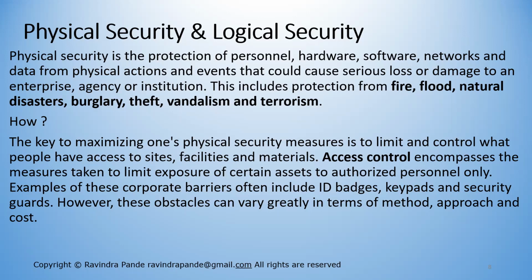The key to maximize one's physical security means to limit the control what people have access to, let's say site, facilities, material. And this is what we call physical access control. So access control encompasses the measures taken to limit exposure to certain assets, to authorized personnel only. In normally every organization, wherever there's a finance department, we have extra cage and extra access security. Not everybody's access card works there, right?